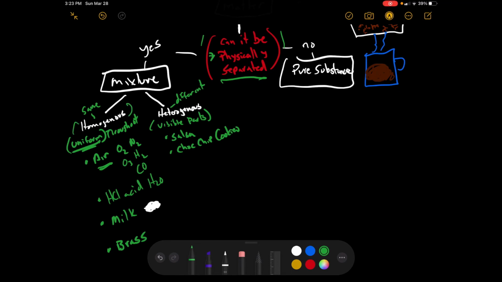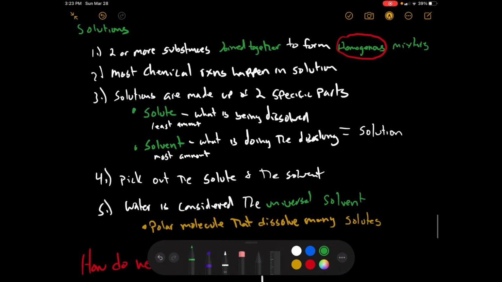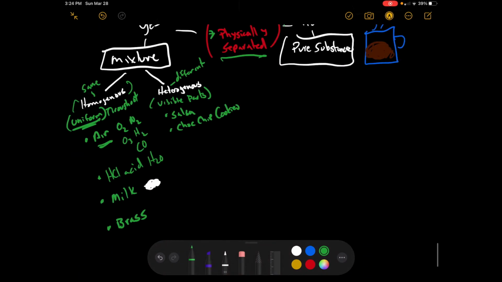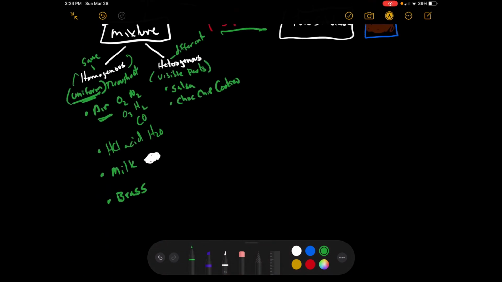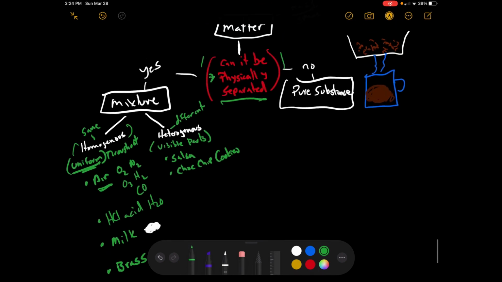So a solution, remember, is two or more substances joined together to form a homogeneous mixture, a mixture where you can't see the different parts. Now, what goes into these different parts are going to be pure substances. And you have two different types of pure substances. You have compounds, and then you have elements.